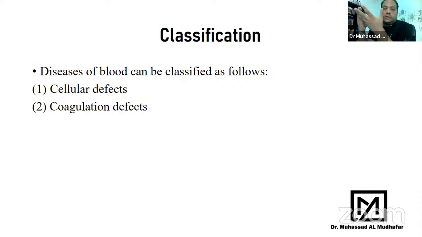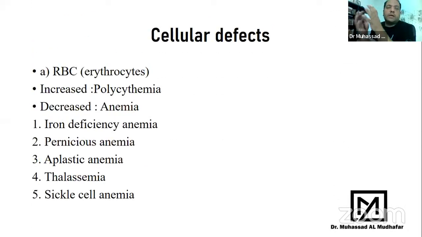Diseases of the blood can be classified as follows: cellular defect and coagulation defect. Meaning that the cells of the blood are defective, or there is a coagulation defect, like the intrinsic and extrinsic factors. Cellular defect means RBC, white BC, or platelet defect. In this webinar, I talk only about cellular defects.